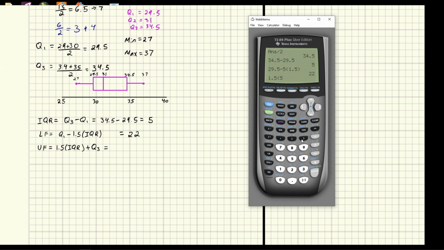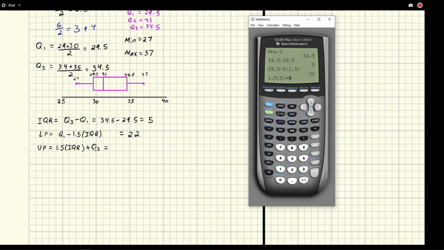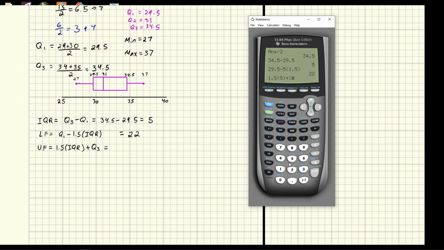Well, that is 5. And then we're going to add to it Q3. Now, with the adding, you can do that on either side. It won't change anything. The subtraction, very important that you do this in the right order. So Q3 is going to be 34.5. And when we do this, we get 42. So if a number was past 42, that would be an outlier.